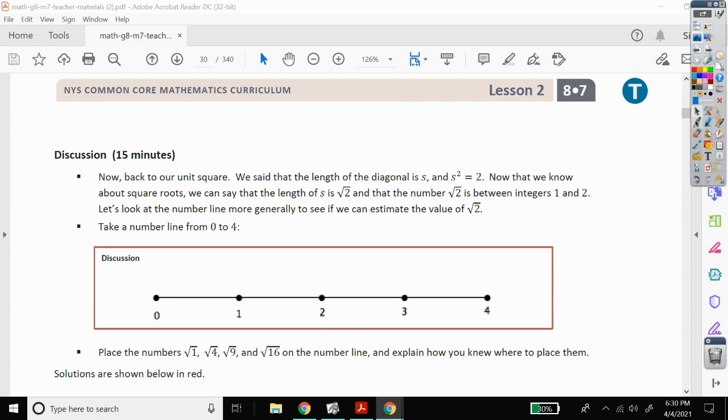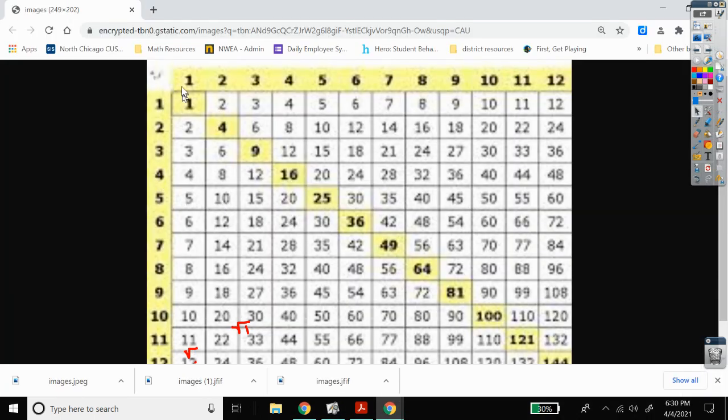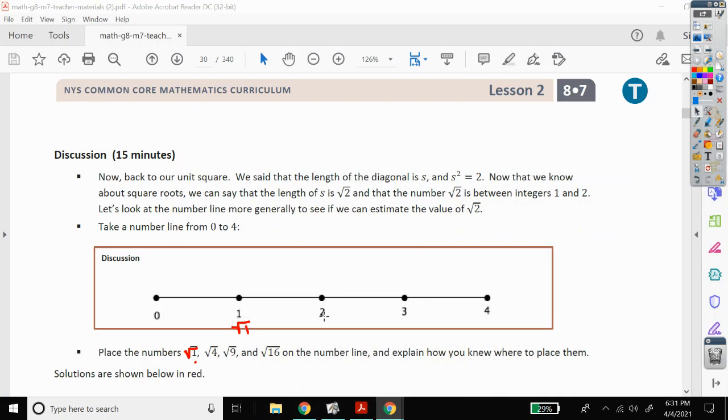So the square root of 1, and that is this here. This square root shape means what number times itself equals 1. So the square root of 1 is 1, because we can look on our doubles sheet and say 1 times 1 equals 1. The square root of 4 is 2, because 2 times 2 equals 4. So on our number line, 2 and the square root of 4 are the same thing.